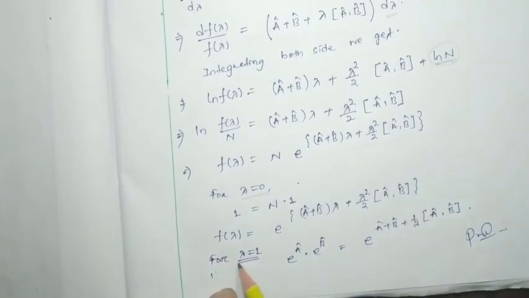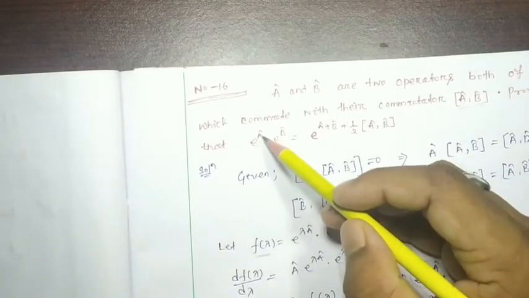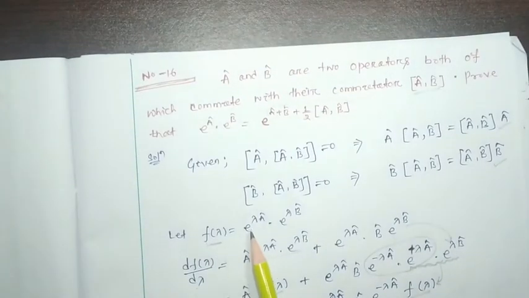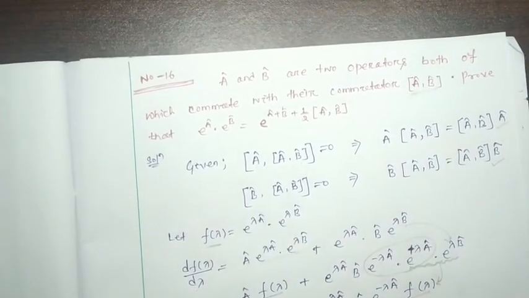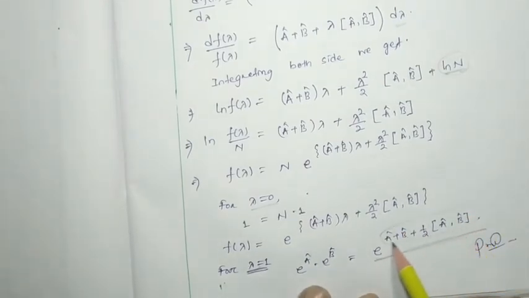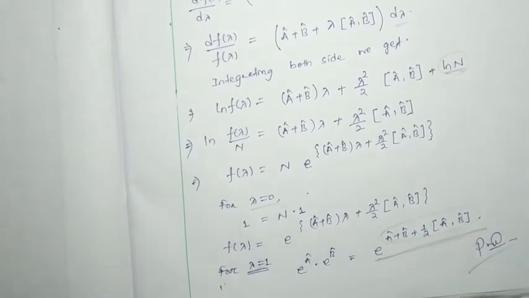For lambda equal to 1, as per the question we have e to the power a cap into e to the power b cap. Here we considered f lambda as e to the power lambda a cap, e to the power lambda b cap. So considering lambda equal to 1, e to the power a cap into e to the power b cap will be the answer, that is the exponent of this one, meaning e to the power this much term. So this is proved.